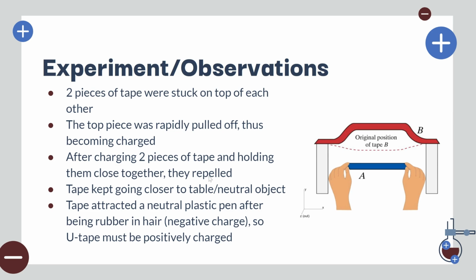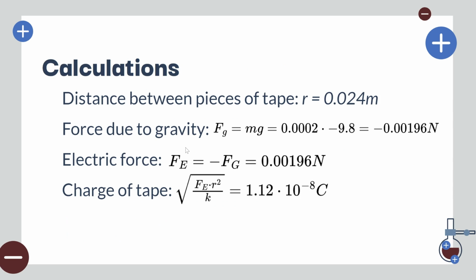Our experiment was two pieces of tape stuck on top of each other. The top piece was rapidly pulled off, thus becoming charged. After charging two pieces of tape and holding them close together, they repelled each other. And the tape did keep getting closer to the table or any neutral object. The tape was attracted to a neutral plastic pen after being rubbed in hair, so it had a negative charge. So we concluded that the tape must be positively charged.